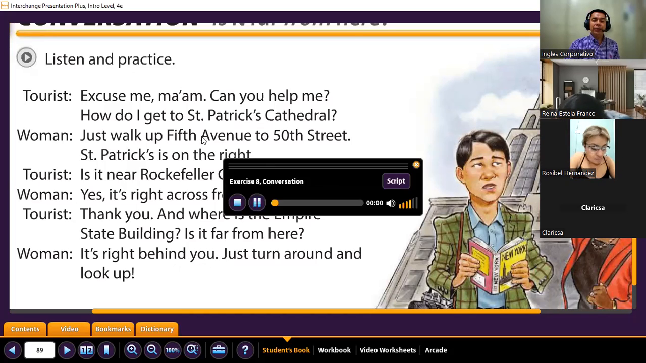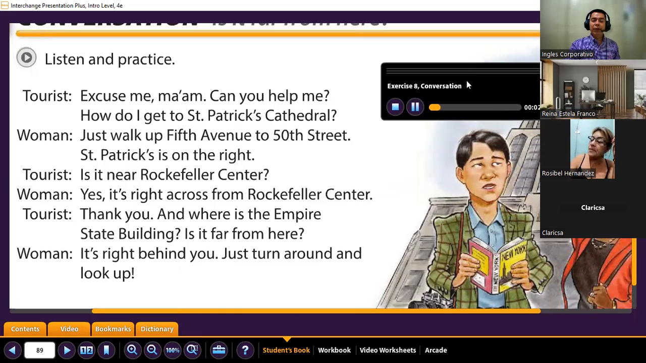Page 89, exercise 8, conversation. Is it far from here? Listen and practice.